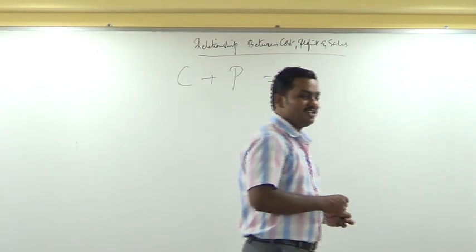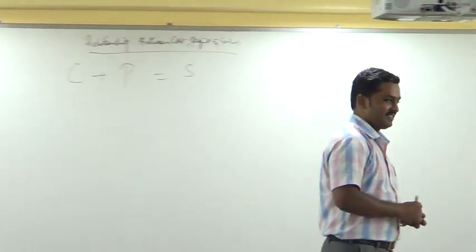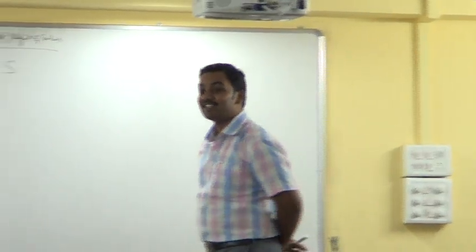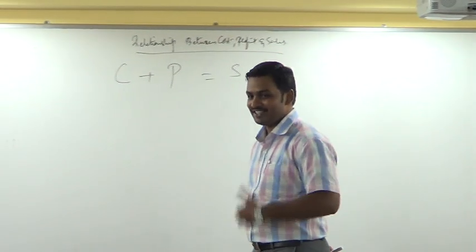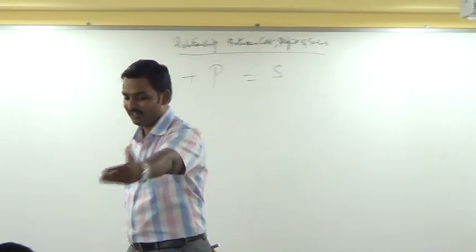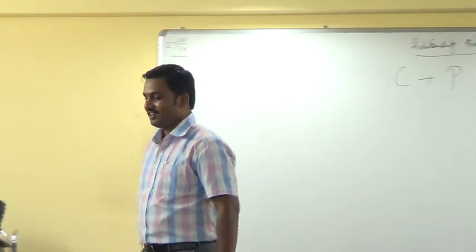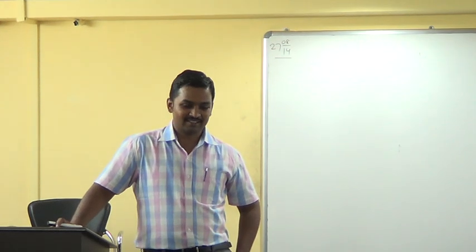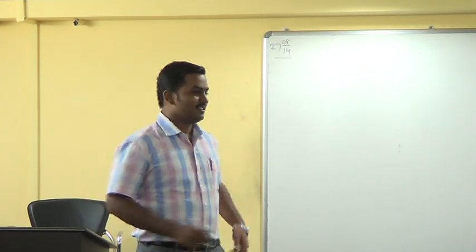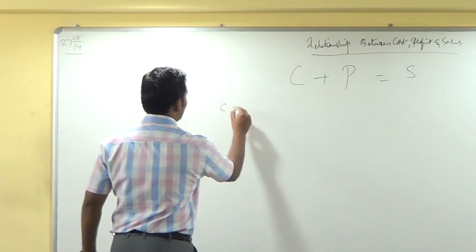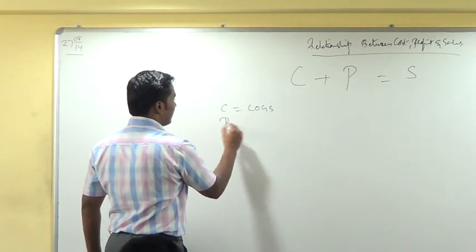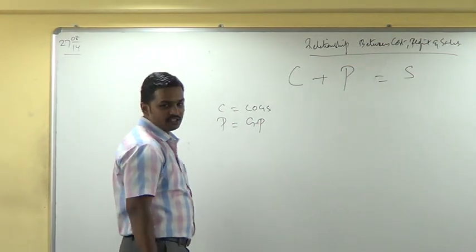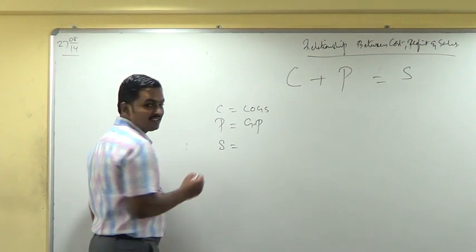C plus P is equal to S. What is C? You say cost, but I say it is cost of goods sold. Write down. C means cost of goods sold. P means what? Gross profit. S means what?